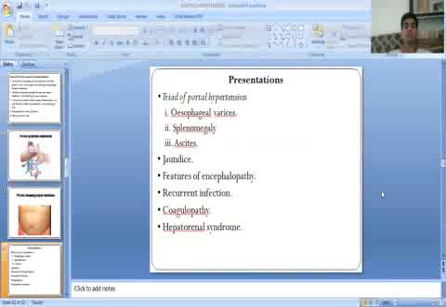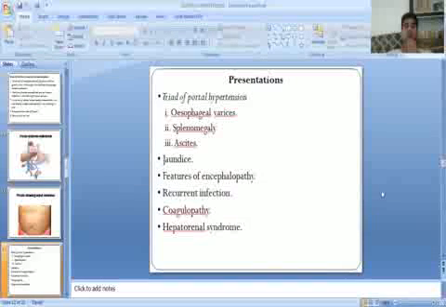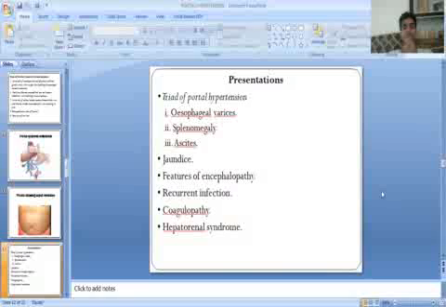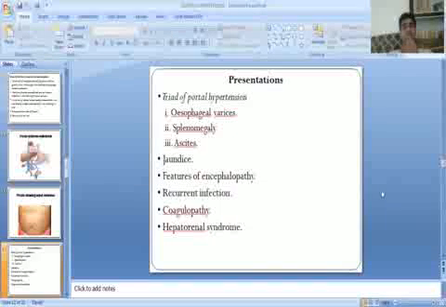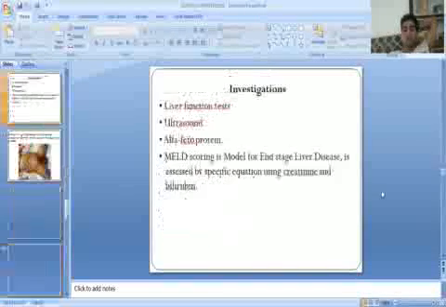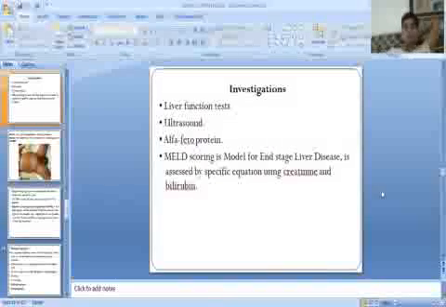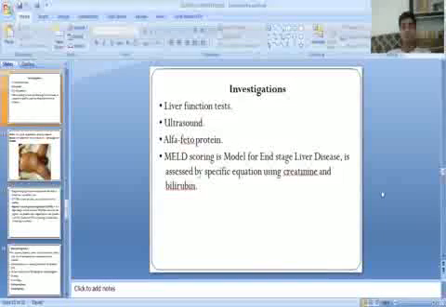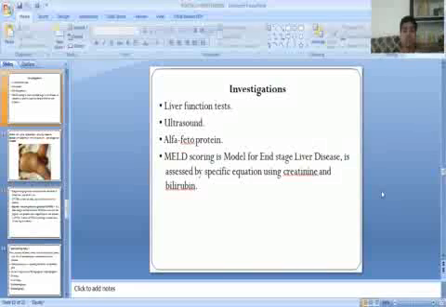Presentation means clinical features. The triad of portal hypertension: first esophageal varices, splenomegaly, and ascites. These are the common and main triad of portal hypertension. Also jaundice, features of encephalopathy, recurrent infection, coagulopathy, hepatorenal syndrome. Investigations: liver function test, ultrasound, alpha-fetoprotein, MELD scoring.